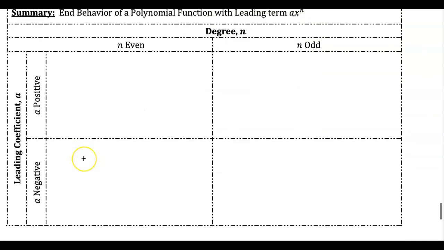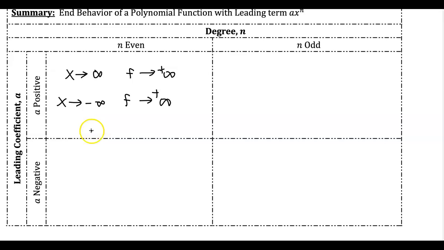Okay, so let's just do a quick summary here, right? For even power functions, or even leading terms, the end behavior when a is positive is always going to be positive infinity, right? So as x goes to infinity, we know the function is going to go to infinity as well. As x goes to negative infinity, the function is going to go to positive infinity. So this always goes to positive infinity for end behavior, okay?